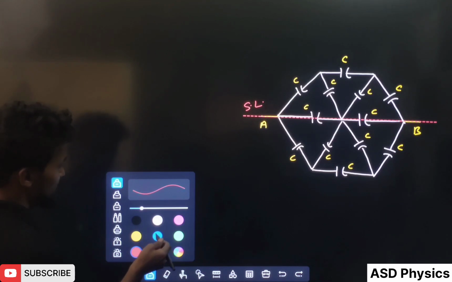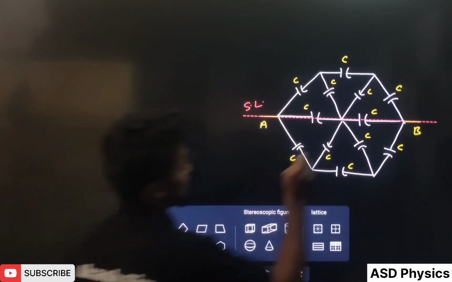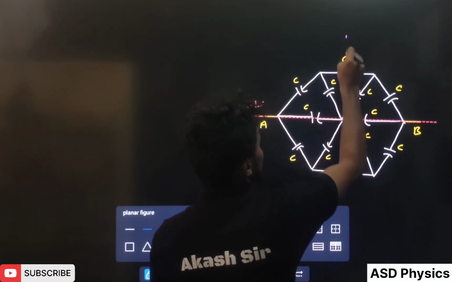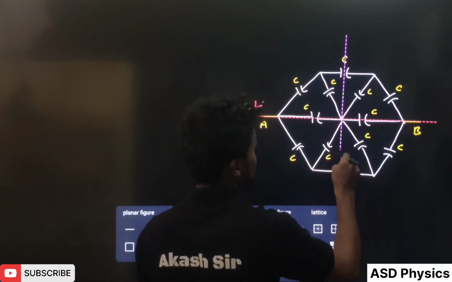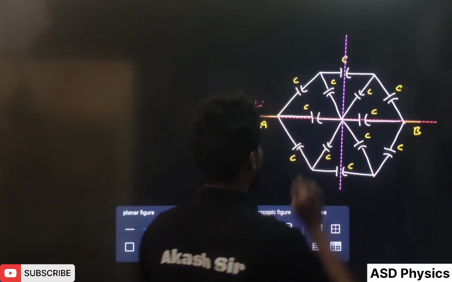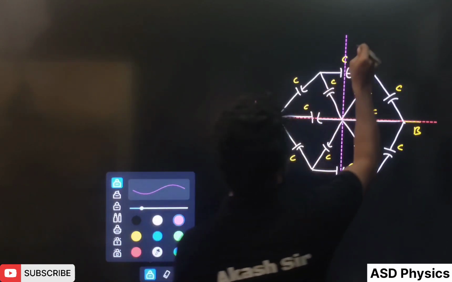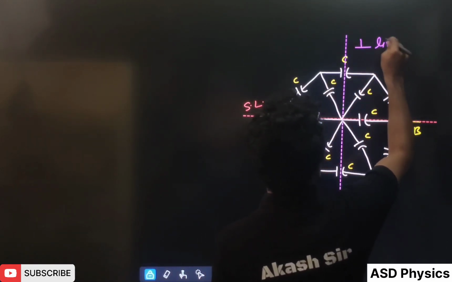The circuit is very similar here. After that, what will I do here? I will draw one line perpendicular to this, like this. This line is there. So, students, which line is this called? This is called the perpendicular line.